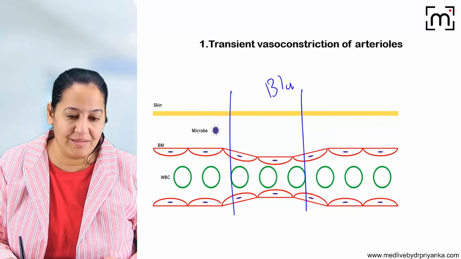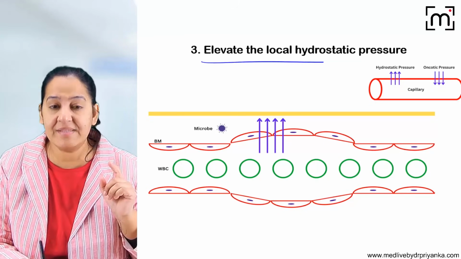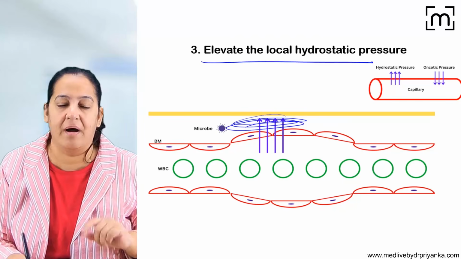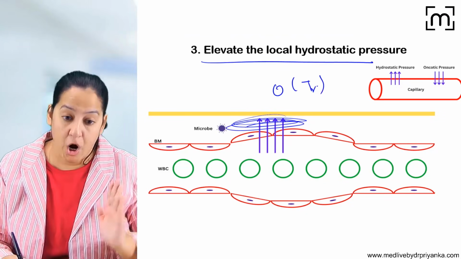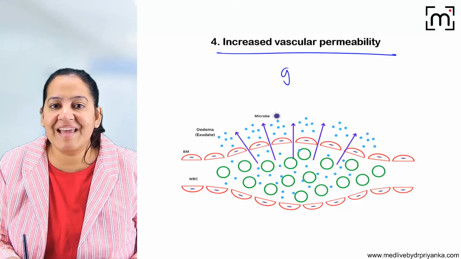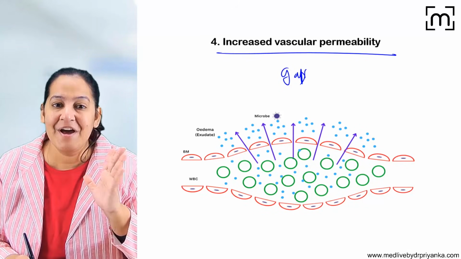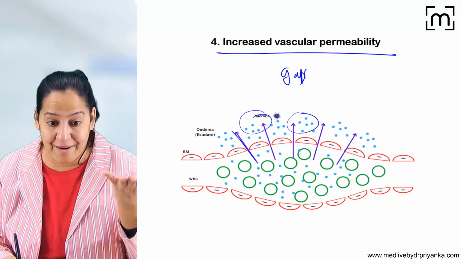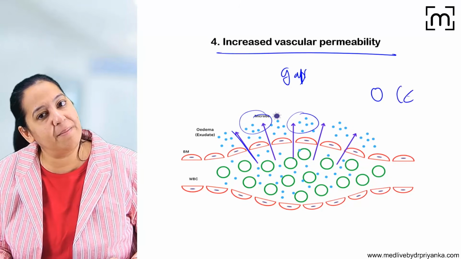This one leads to blanching. This one leads to rubor and calor. The third is increased hydrostatic pressure, which leads to edema. Which edema? Transudate edema. Outward pressure is more, inward is less, so there is an imbalance. Increased vascular permeability means gaps are formed. You can appreciate the gaps. From the gaps, the protein and the cells are coming out. So again we have edema, but this time it's exudate.